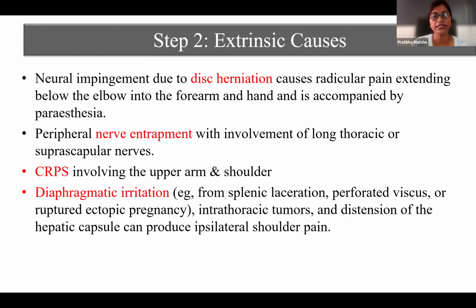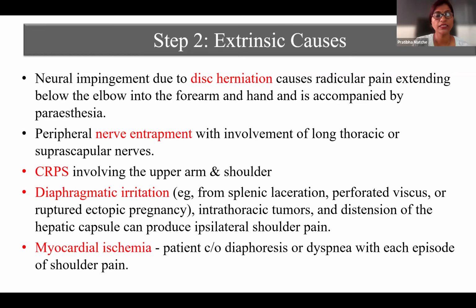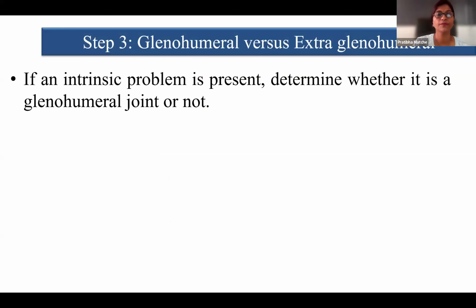And diaphragmatic irritation, intrathoracic tumors, and distension of the hepatic capsule can also produce ipsilateral shoulder pain. In case of MI, as we have already told, the patient will complain of sweating and dyspnea with each episode of shoulder pain. So now, since we have already ruled out the extrinsic cause, you know that it is an intrinsic pathology.